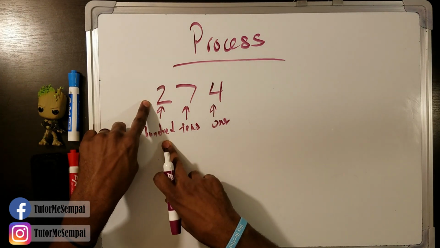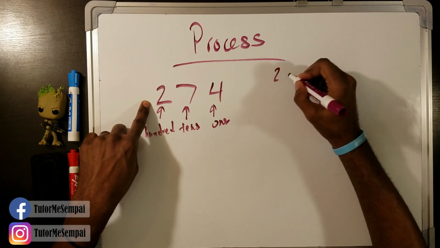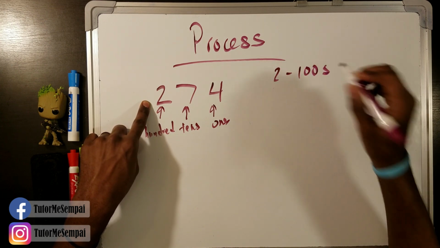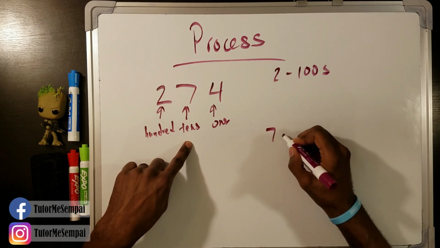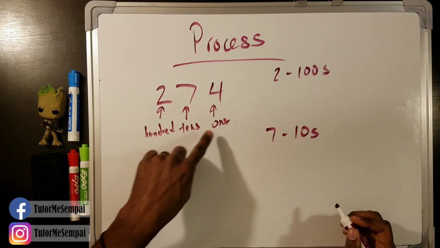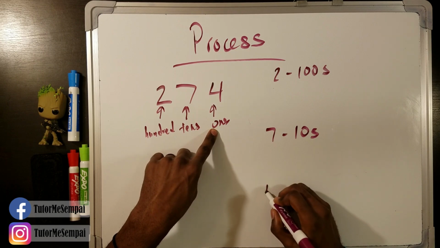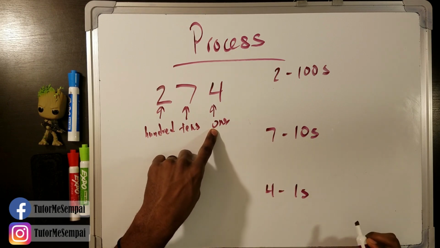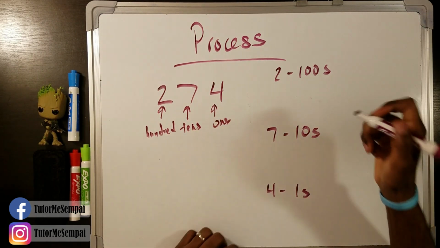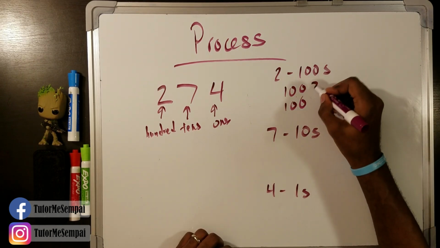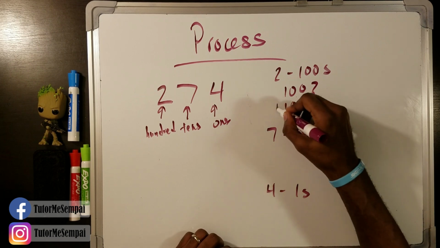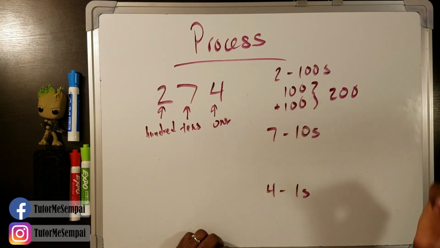So we're going to start with our hundreds, our highest place value, which is always going to be to the left. Well, what does this 2 in the hundreds place mean? Well, that means we have 2 hundreds. And the 7 in the tens place means we have 7 tens. And 4 in the ones place means we have 4 ones. Now, what does this look like? 2 hundreds. Well, we have 2 100s. And similar to how we did last time, we can add these together to get 200.